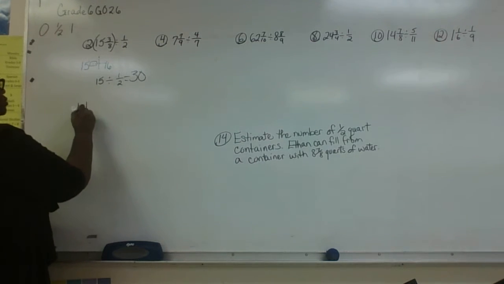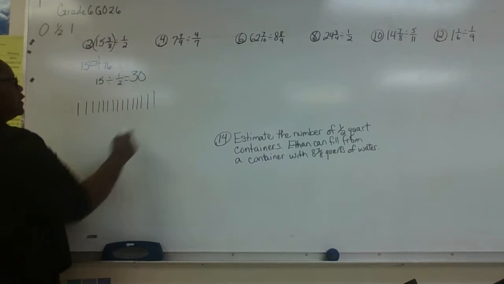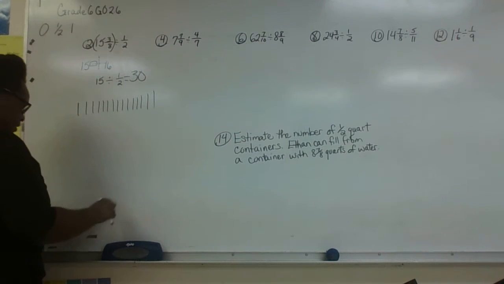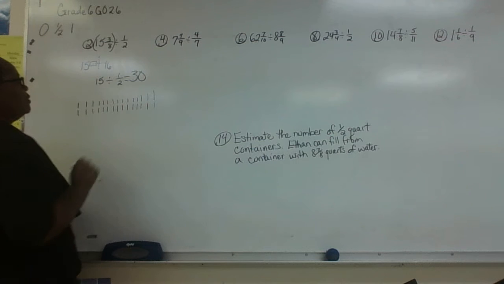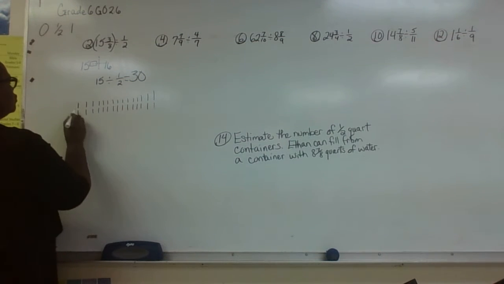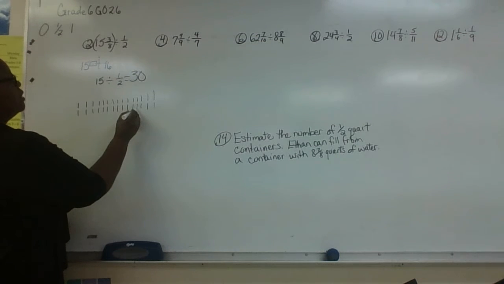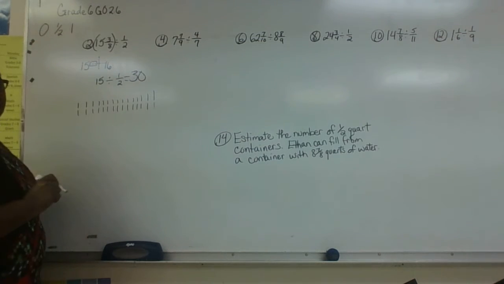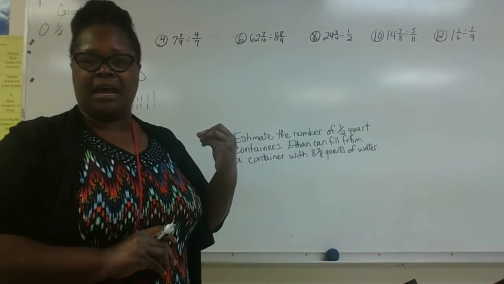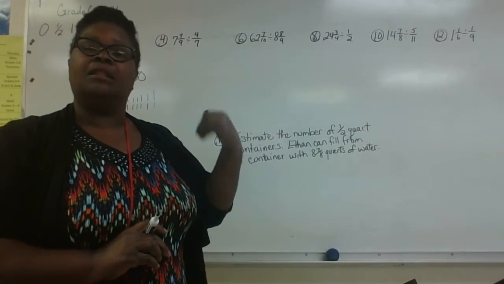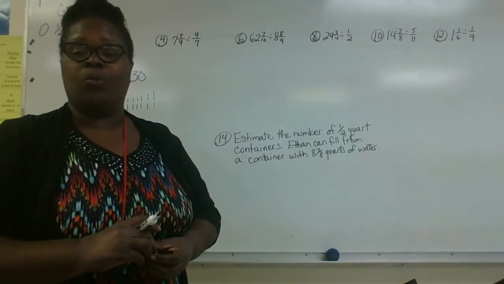If we have 1, 2, 3, 4, 5, 6, 7, 8, 9, 10, 11, 12, 13, 14, 15, and we divided them in half, then we would have 2, 4, 6, 8, 10, 12, 14, 16, 18, 20, 22, 24, 26, 28, 30. And that's how we do that. So I took the time to really break that one down. Let's see if we can move a little faster to be sure we get our whole video in one take.